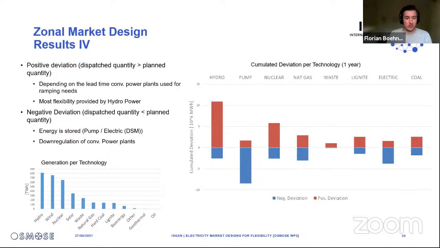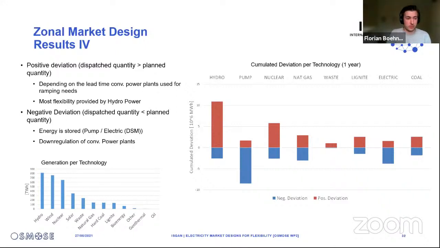Yeah, so on the right-hand side, I plotted negative deviations and positive deviations cumulated over all countries, just looking at what technology is used. What is a positive deviation? The positive deviation means that we had an initial plan how much we want to dispatch in our day ahead unit commitment, and then the actual dispatched quantity was larger during the day ahead market. So we had to ramp up power plants, and negative deviations logically being the opposite, that we had to reduce generation.